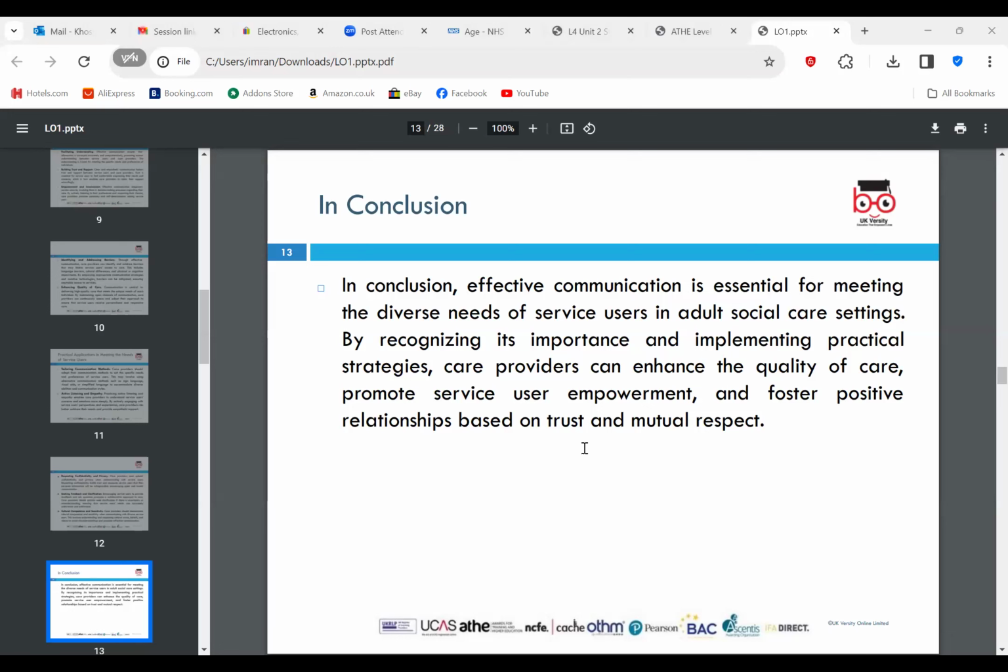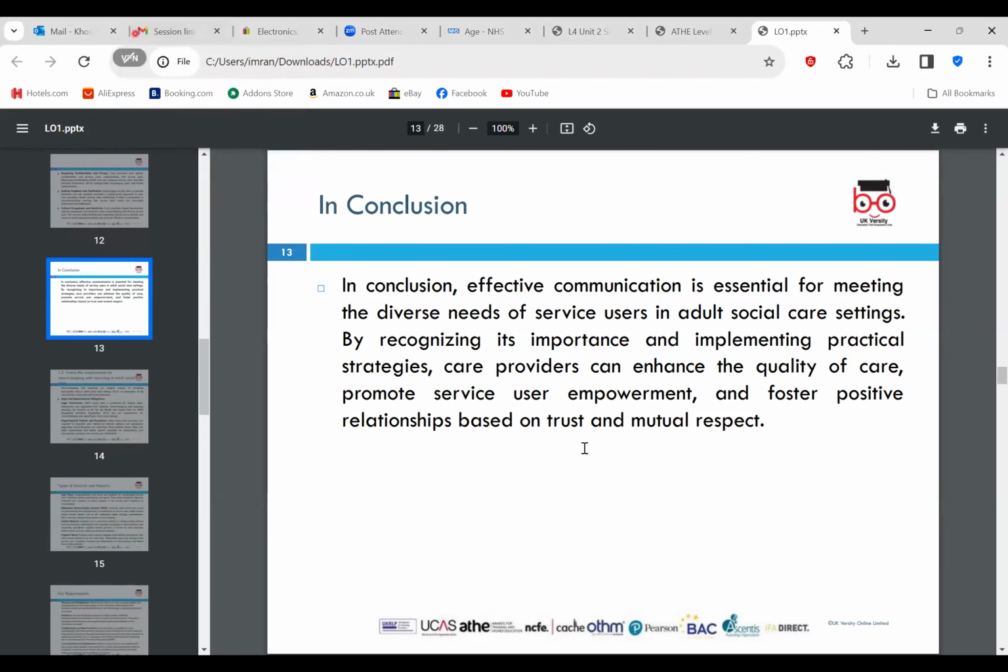So in conclusion, effective communication is essential for meeting the diverse needs of service users in adult social care settings. When you recognize its importance and implement practical strategies, you can enhance this care to the best of your ability. I hope this is clear.